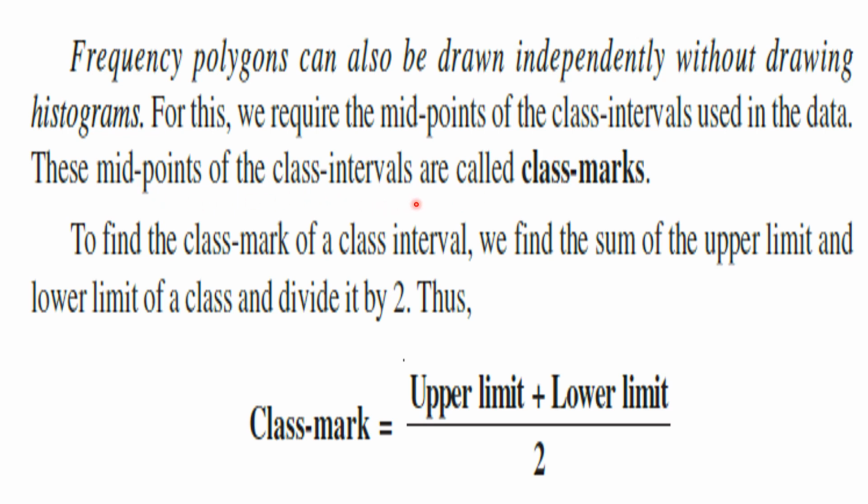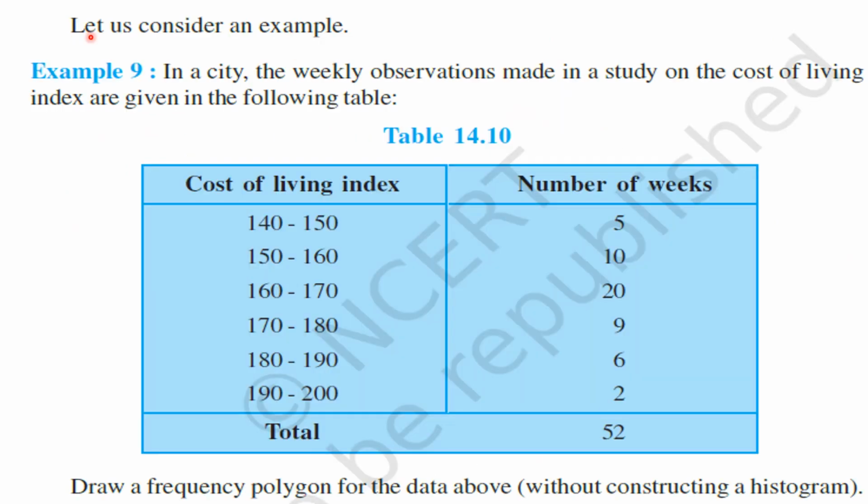What are the midpoints of the class intervals called? Yes, class mark. So to find the class mark of a class interval, we find the sum of the upper limit and the lower limit of a class and divide it by 2. Thus, class mark is equal to (upper limit plus lower limit) by 2. So by using this formula, we have to calculate the class mark of each class. Okay, my children? Right. Now let us consider an example to understand this concept well.